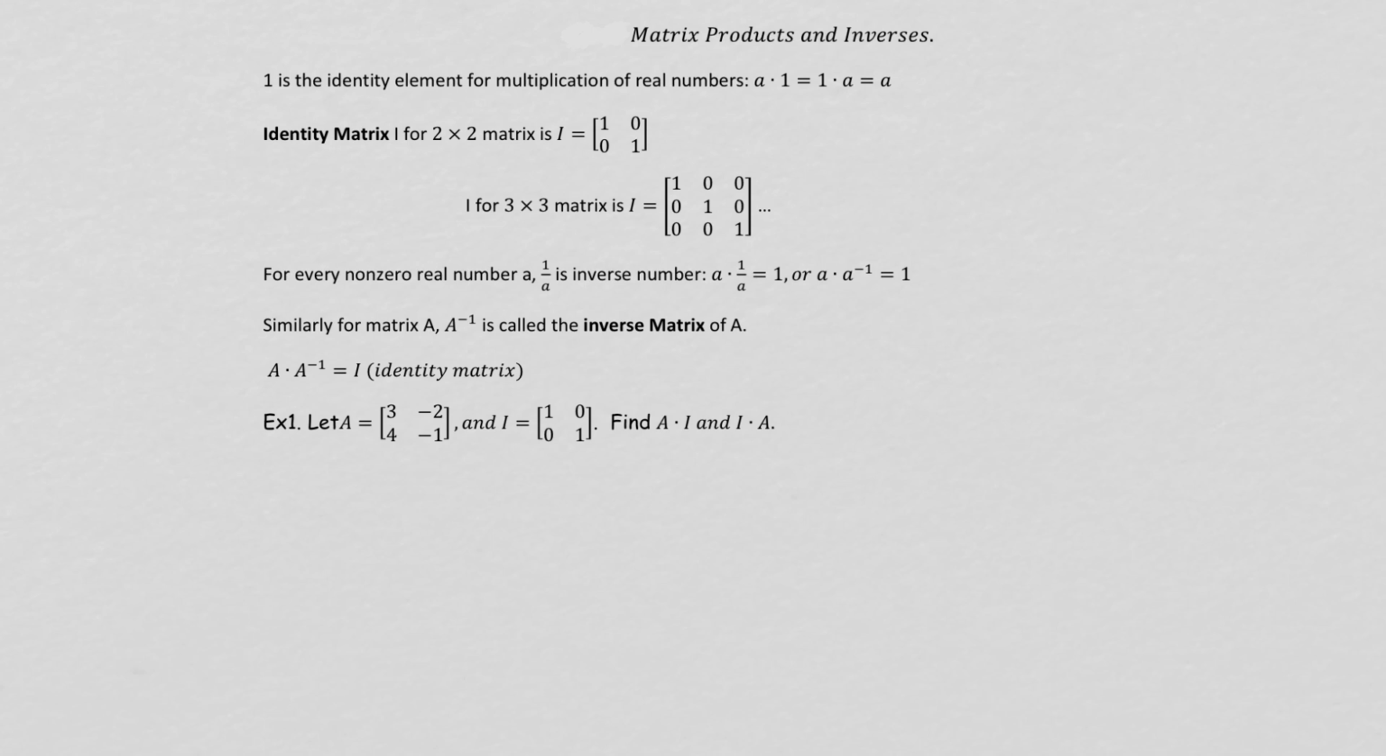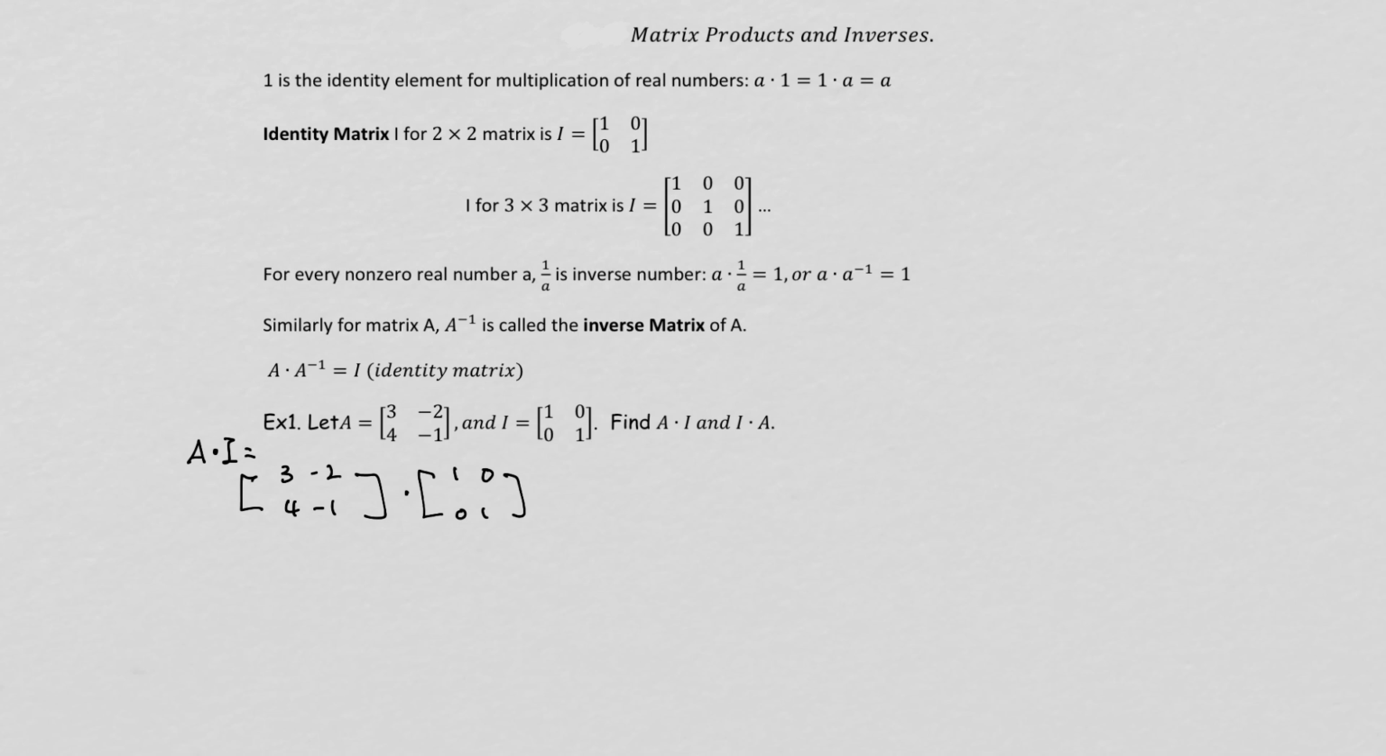In order to do that, the first example we're going to look at is this matrix A, and this is the identity matrix for a 2 by 2 matrix. We wanted to see what we're going to get when we multiply those two together. So let's look at the first one. We have matrix A times I. It'll be 3, -2, 4, -1 times the I matrix, which is 1, 0, 0, 1, the identity matrix. So what are we doing? We're doing A times I first.